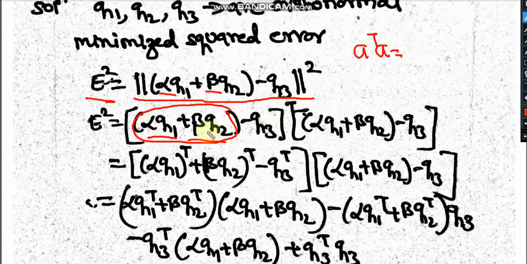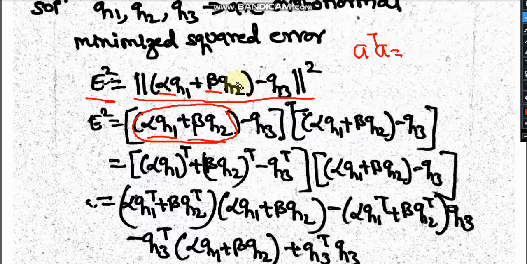So alpha q1 plus beta q2 minus q3. This is how many times it is closest to q1 and q2. So I have taken alpha q1 and beta q2. So squaring, that means what? Square is A transpose A, right? This gives you the length of the matrix. So this is the length of the matrix. So this is an error from x2, x3.